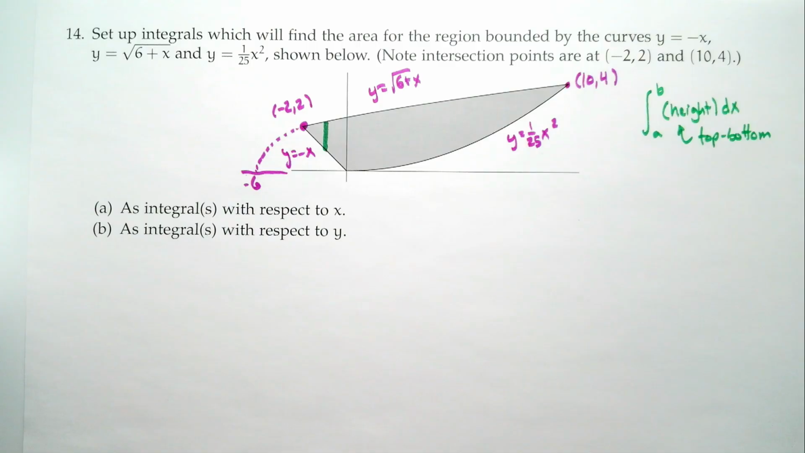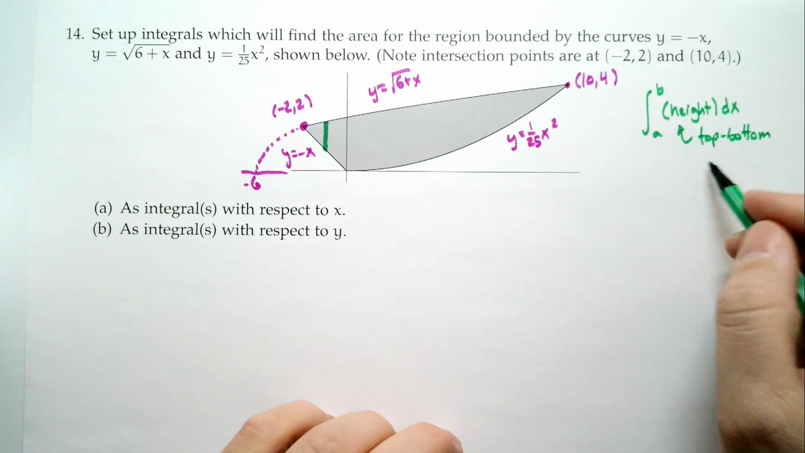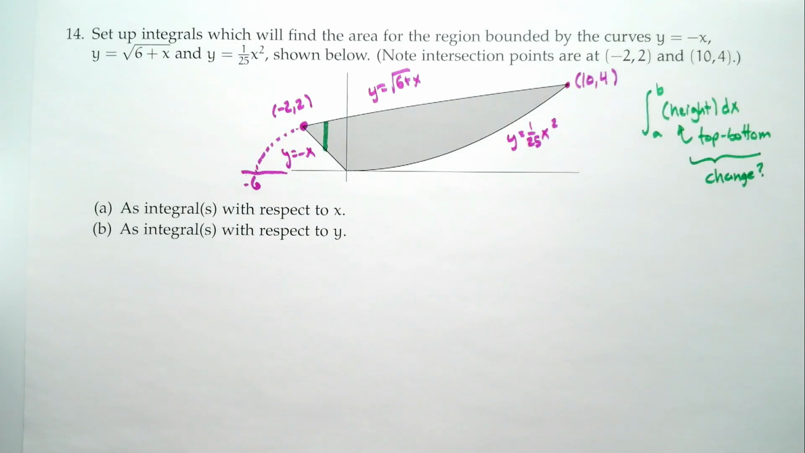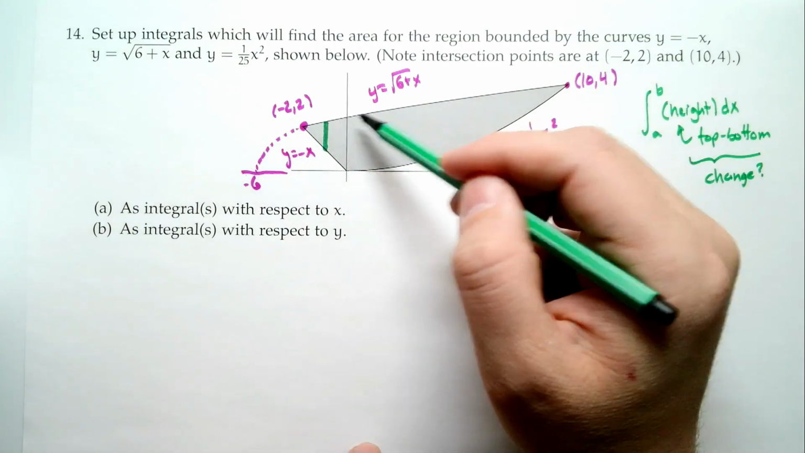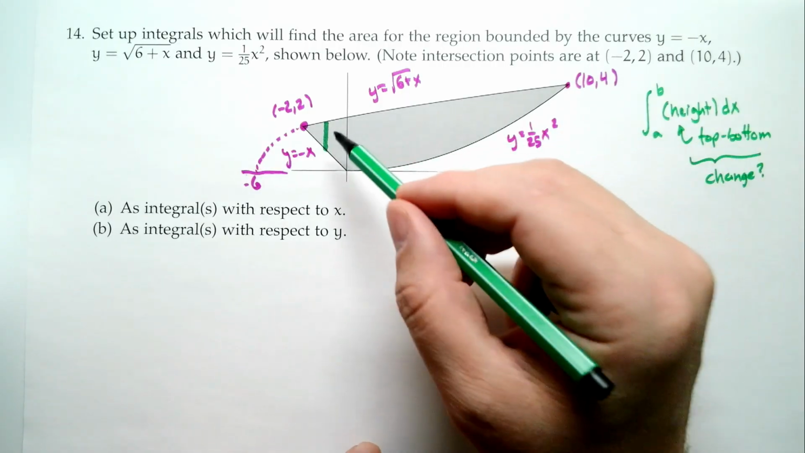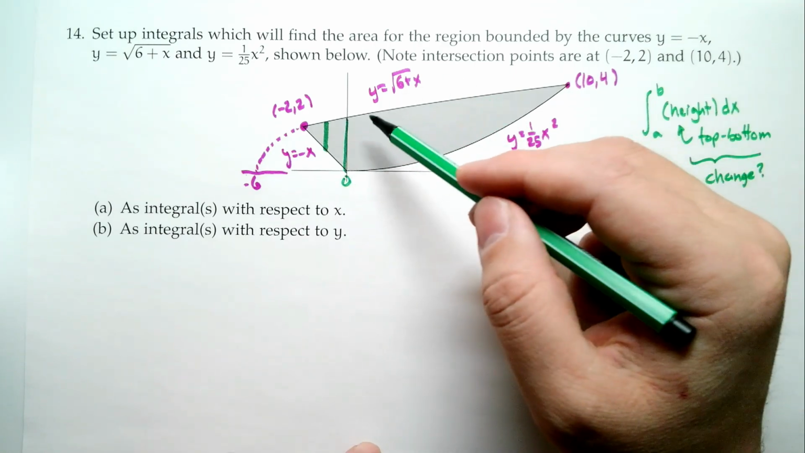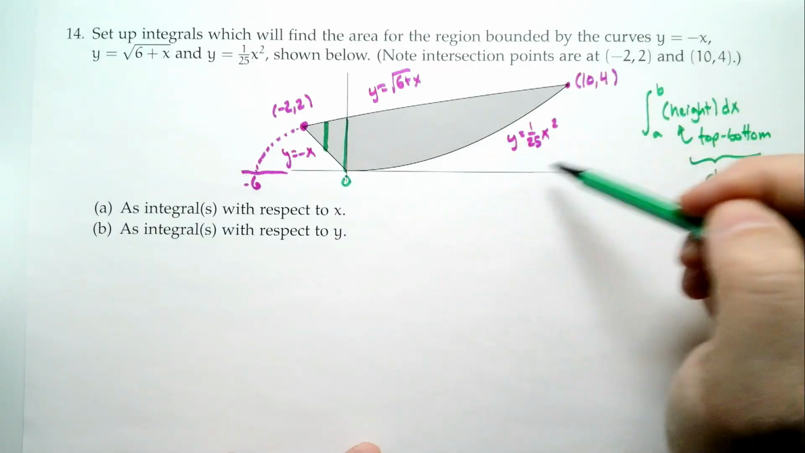Now, what you do is you figure out what is the top minus the bottom. Now, you have to be on the lookout for, does this ever change? And if the answer is yes, if it changes, that says break your integrals up, because you always want it to be consistent. So as we start, we say, okay, top minus bottom. We see the square root of 6 plus x is the top, negative x is the bottom, but then a change happens, and it happens right here at 0. And at 0, while the top remains the square root of 6 plus x, the bottom switches to 1 over 25 x squared.